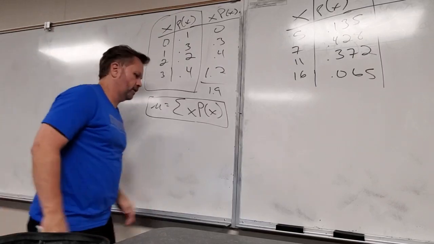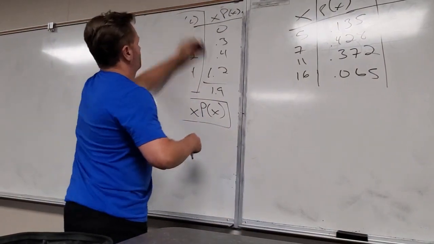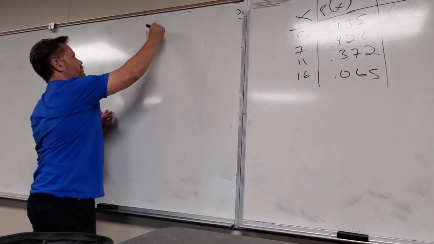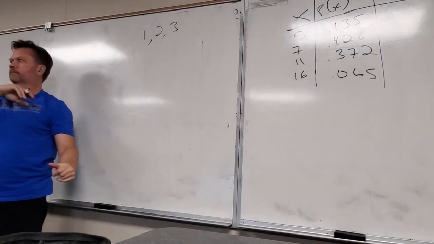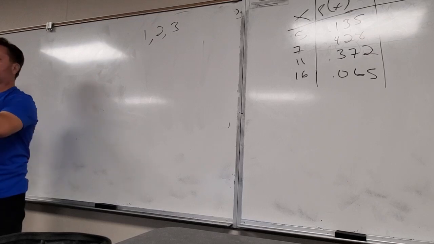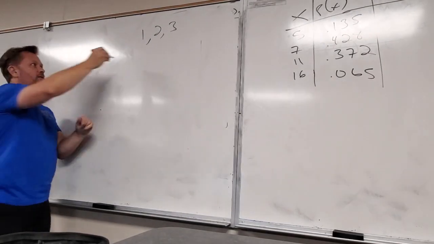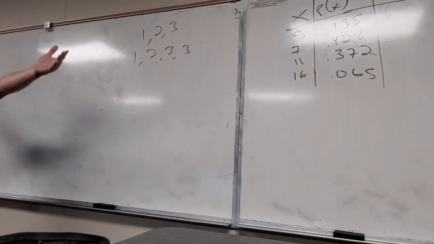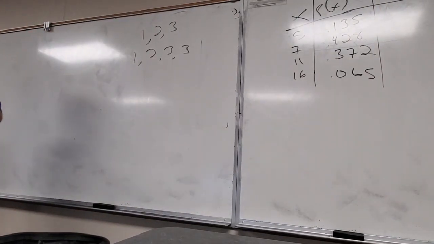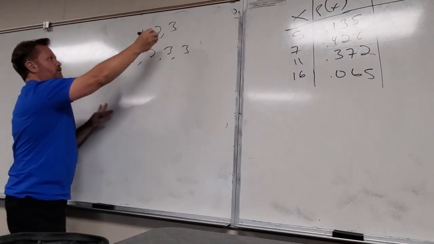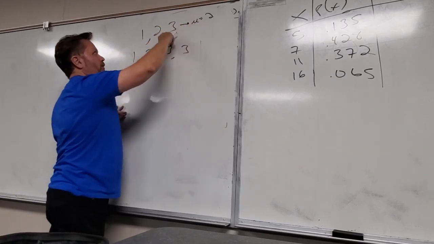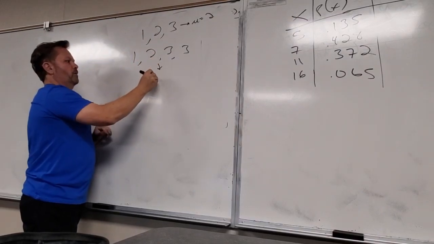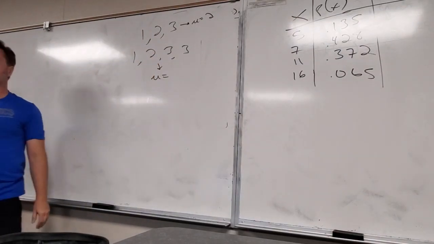So let me try a different tactic. What's the average of 1, 2, and 3? 2, right? Is that cool with everybody? What's the average of 1, 2, 3, 3? Aren't they the same data points? Both of them have the data points 1, 2, 3, correct? Do they have the same mean? Why not? There's more 3s. So when you add them up, let's do it. This mean is 2. Help me out. What's this mean going to be?